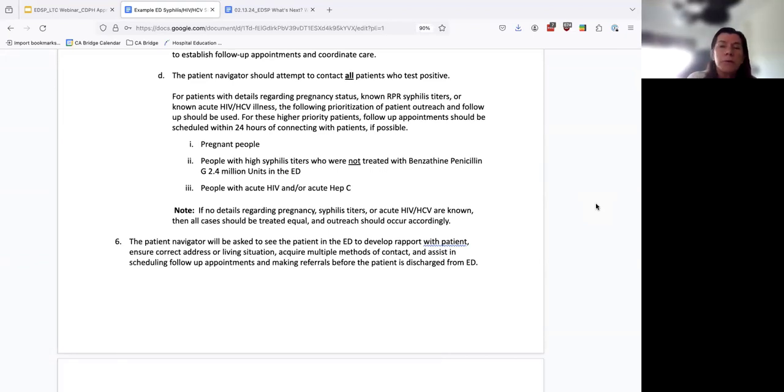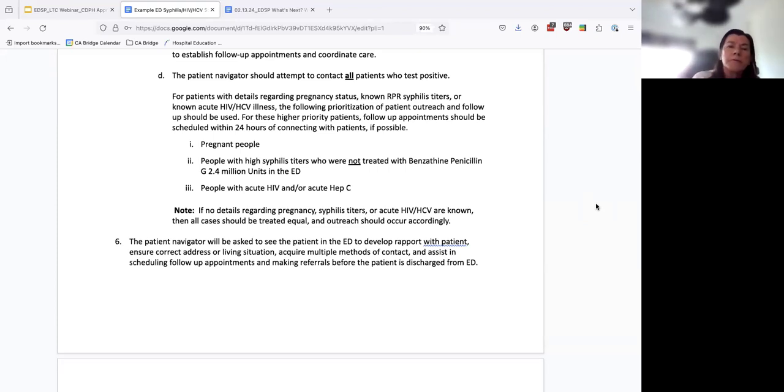For individuals who have syphilis, if you know their syphilis titer, which often you're not going to know, but if you do know it, and it's a high titer, and you know that that individual was not treated in the emergency room, then that would be another high priority individual to get in for treatment, because those higher titers increase their risk of transmitting to other individuals.